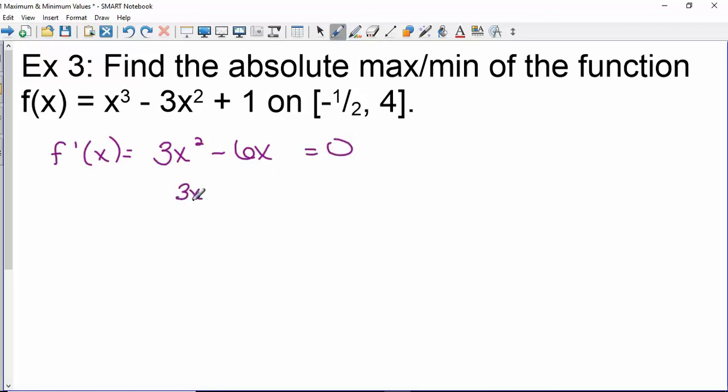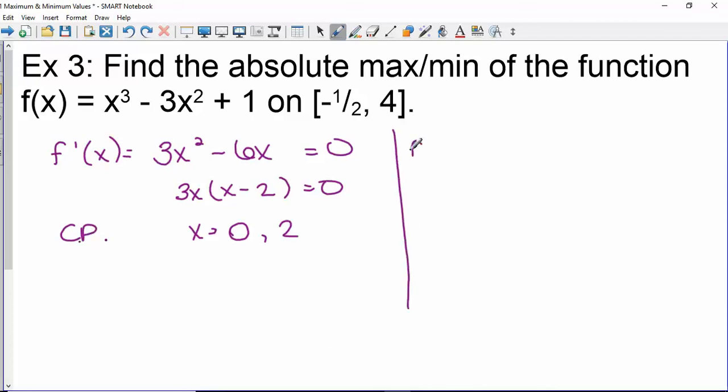But now what do I need to find? So we could take out a 3x, and that leaves us with x minus 2. So x could be 0 or 2. Those are your critical points. Now we have to find the maximums and minimums. So we have to take the endpoints and our critical points and plug them into the original function.